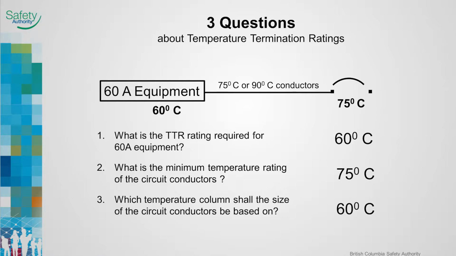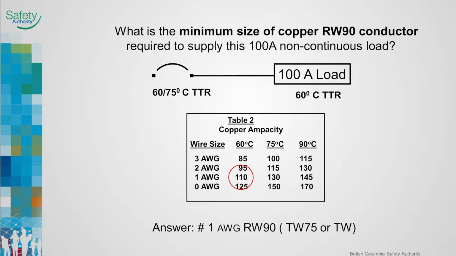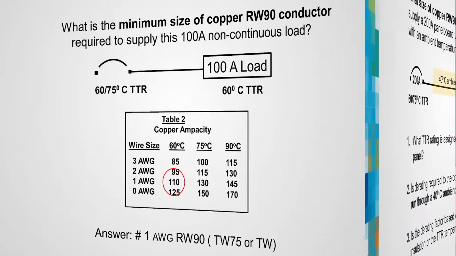And in question 3, the lower temperature column must be used for determining the size of the conductor. When there is a different TTR at the end of each conductor, the size of the conductor must be based on the lower temperature column.